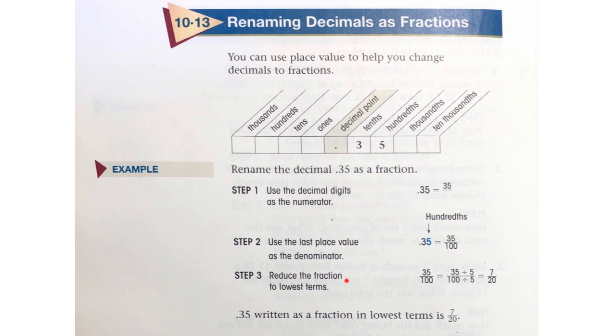Step 3, then reduce to lowest terms. 35 and 100 both end in either a 0 or a 5, so we can divide them both by 5 because they're divisible by 5. 7 5s can go into 35, and 20 5s go into 100. So 7 over 20 is lowest terms.